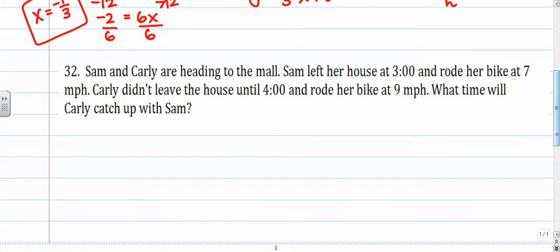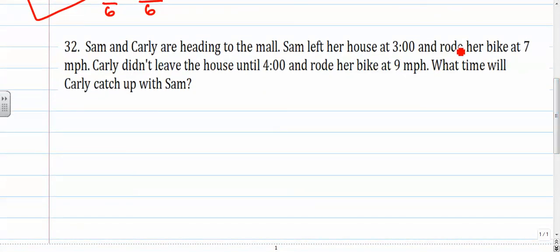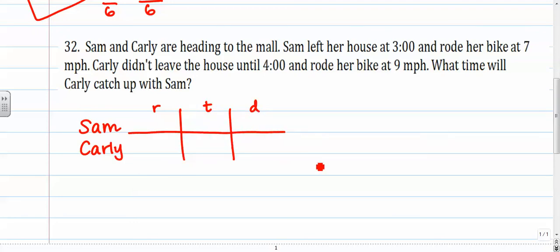We've got Sam and Carly heading to the mall. Sam left at 3 o'clock, rode her bike 7 miles an hour. Carly didn't leave till 4 and rode her bike at 9 miles an hour. What time will Carly catch up with Sam? Because we've got rates and times and distances, I'm going to set up my rate, time, distance table. So I have Sam and Carly. I need a rate, a time, and a distance. Okay, so Sam's rate was 7 miles per hour. Remember, time means how long it takes. We don't know how long Carly will be on her bike, so I'm going to put an x. And to get the distance value, we multiply the rate times the time. So 7 times x tells me a distance of 7x.